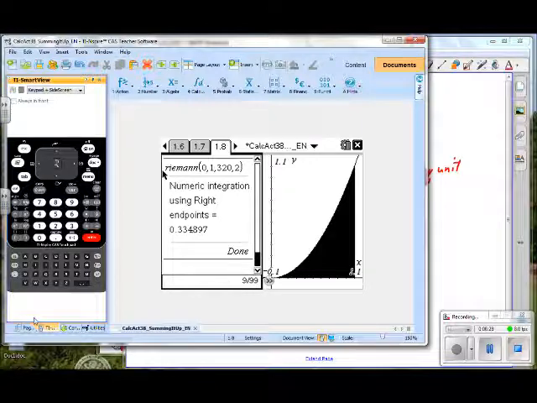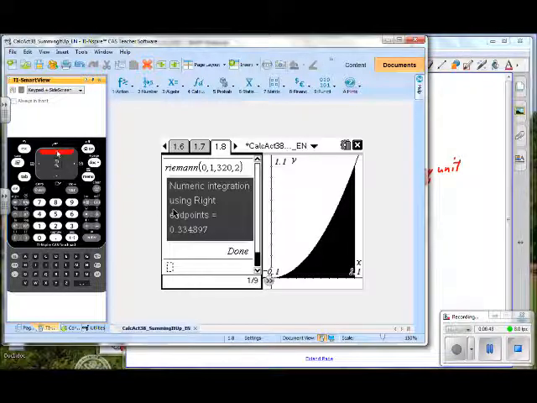It doesn't overload it, but you can see that we have 320 of those rectangles, and our area is getting closer and closer, to 0.33. So we could imagine that if we use infinitely many rectangles, our area seems to be approaching 0.33.